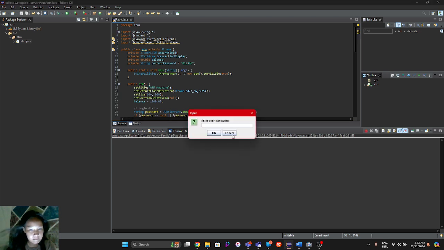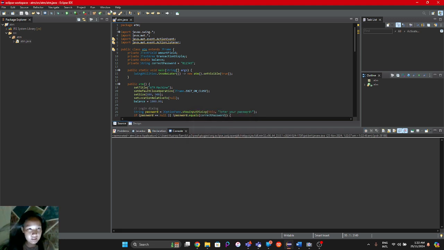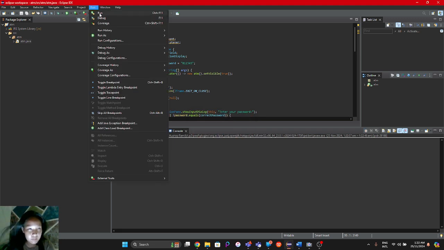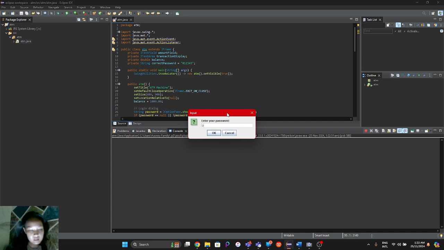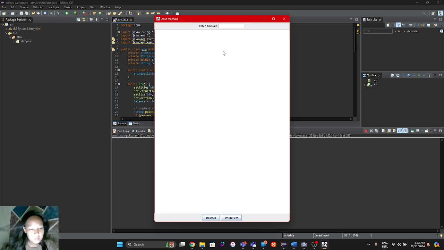Okay. Let's try wrong password. Okay. So access will be denied. Okay, next. Let's try the real password. 012345. Okay. So the balance in here is actually 1000.